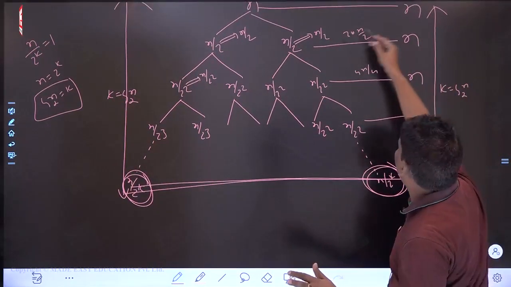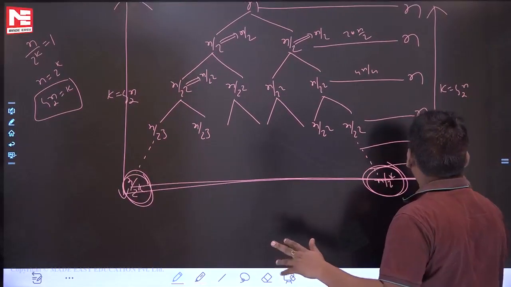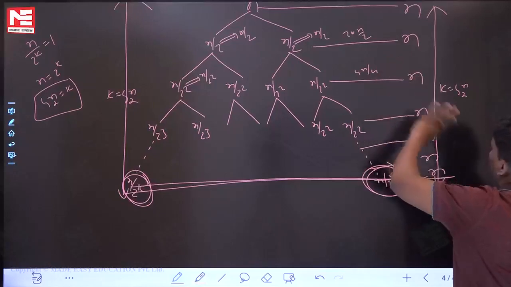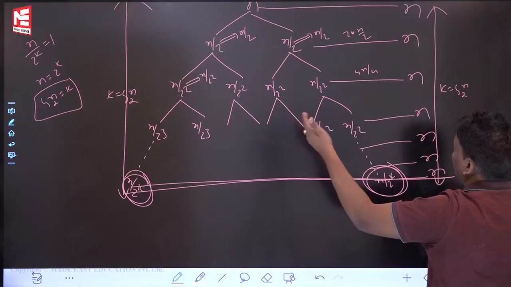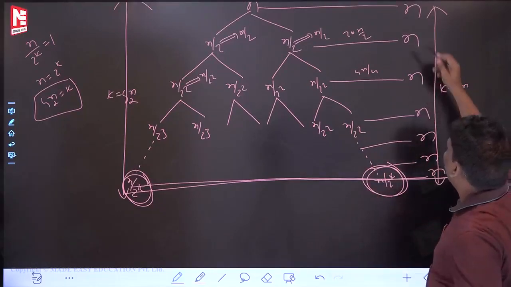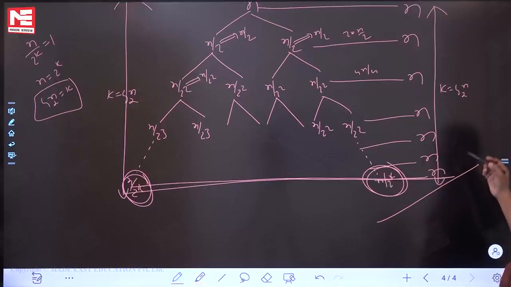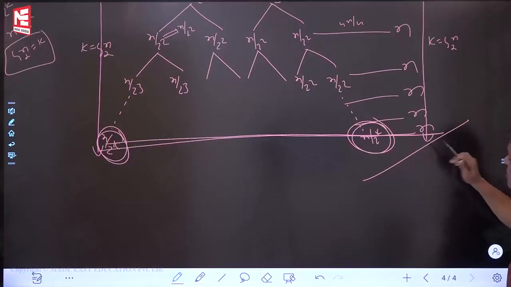What is the non-recursive term at every level? What is the answer? Every level n. You are not taking more, you are not taking less. In the previous problem, sometimes I take more, sometimes I take less, but here everywhere n, everywhere n. How many times? Left height, right height same. So what is the answer? Log n base 2.